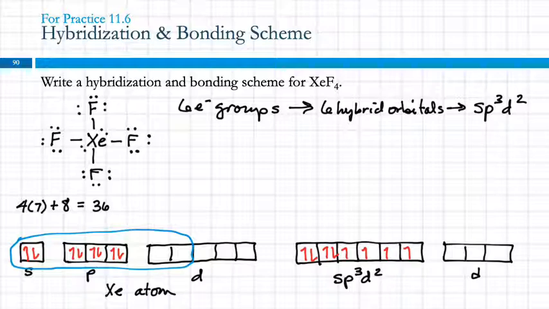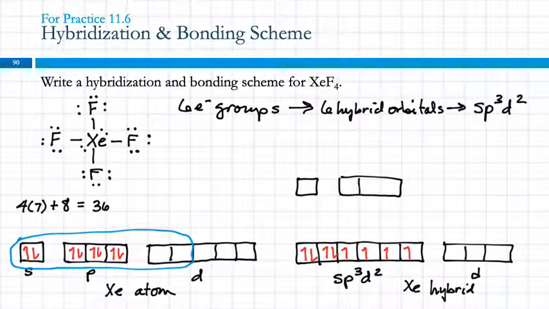So this is the xenon hybridized. And then all of the fluorines are the same, so we don't really need to draw 4 of them. We could just look at 1. So we're not going to hybridize fluorine. So we look at fluorine. It's got s and p, and fluorine has 7 valence electrons. And so they'll go in there like that. Let's label this. This is fluorine.